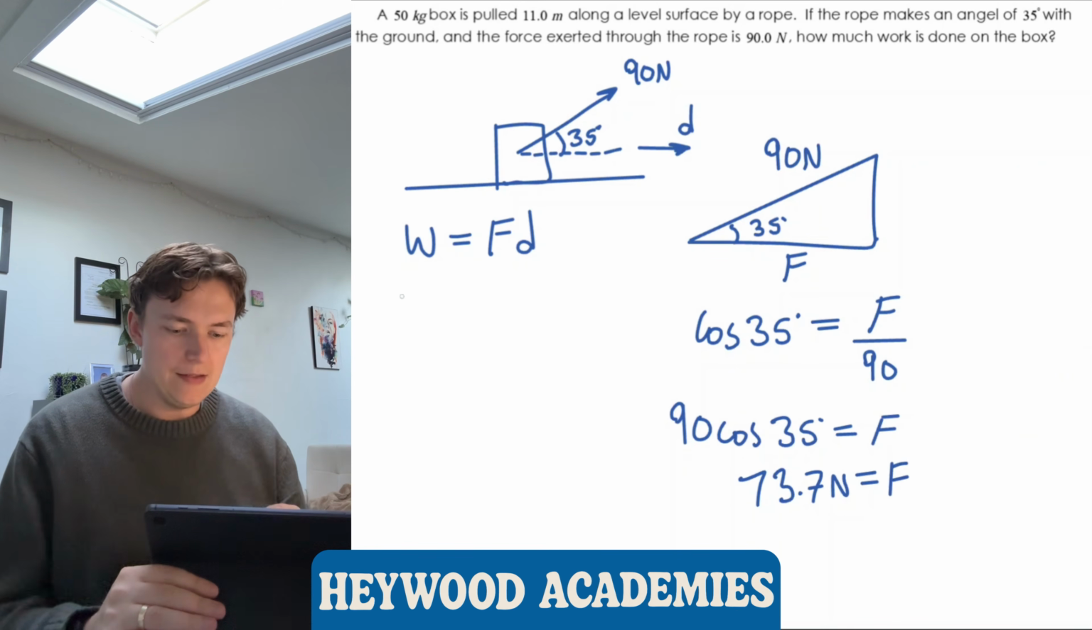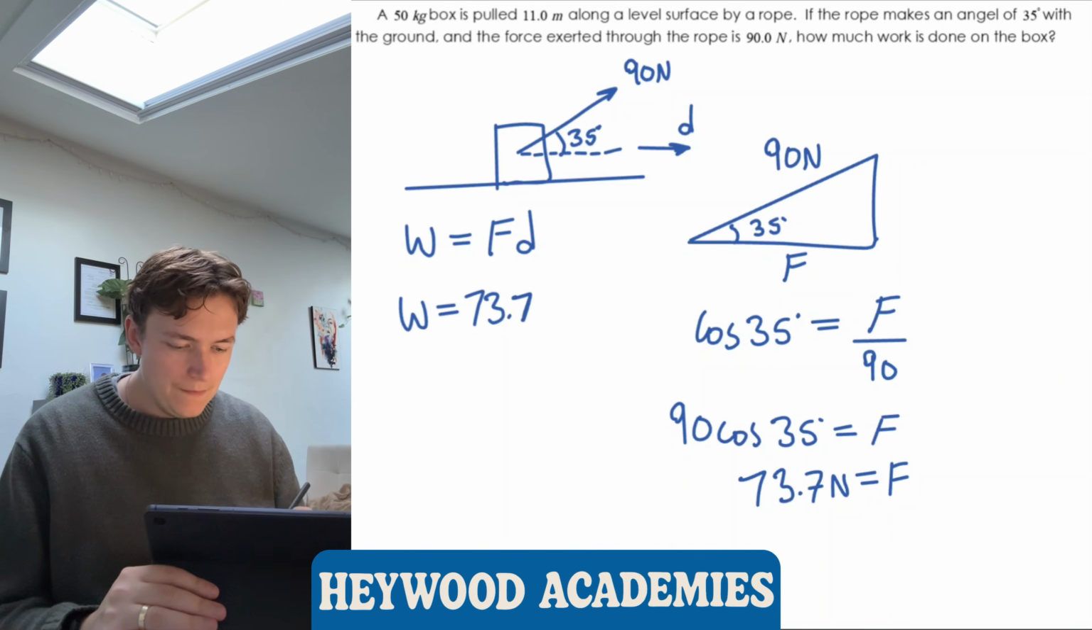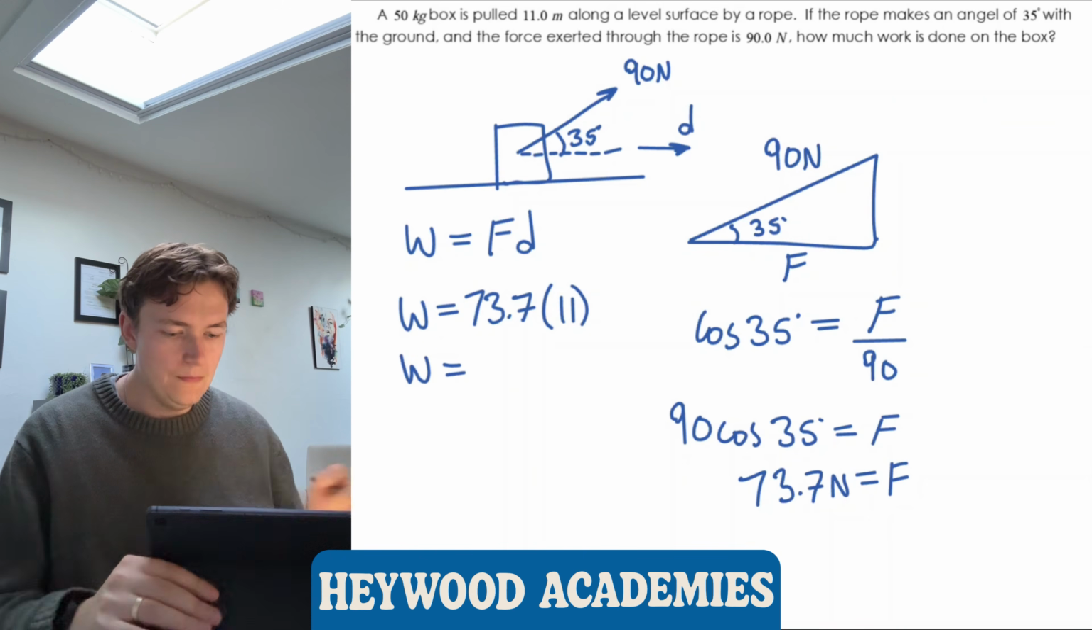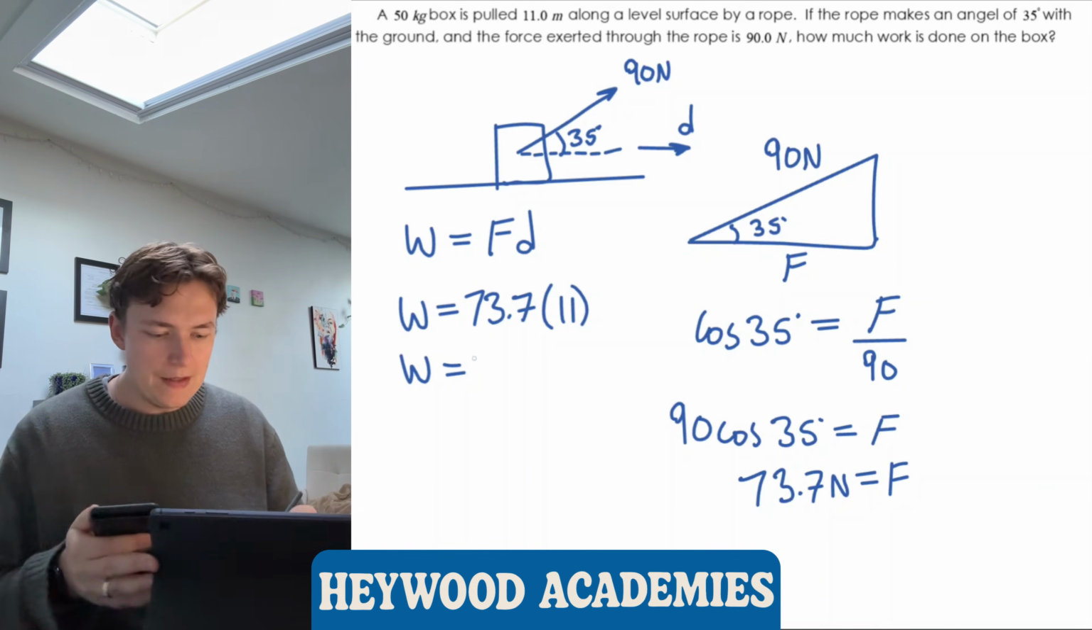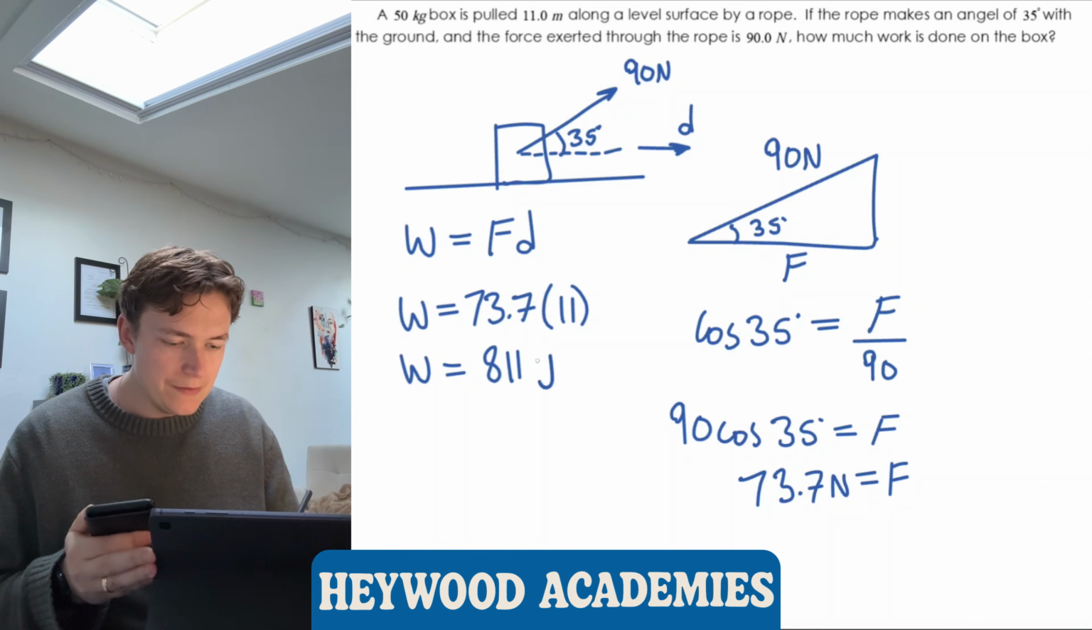Now we can plug that into this equation. So work is equal to 73.7 times the distance of 11. And that gives us about 811 joules.